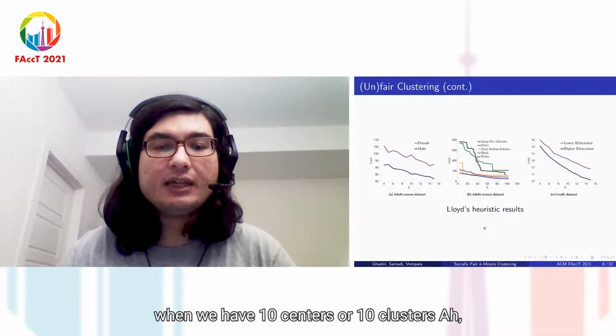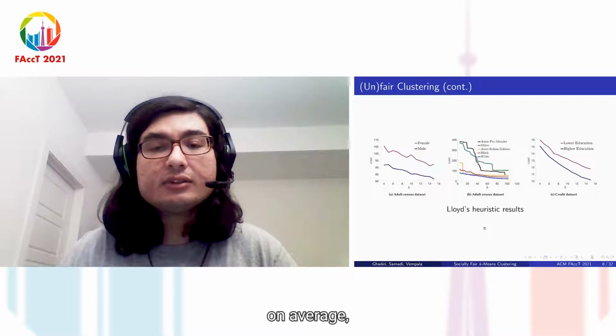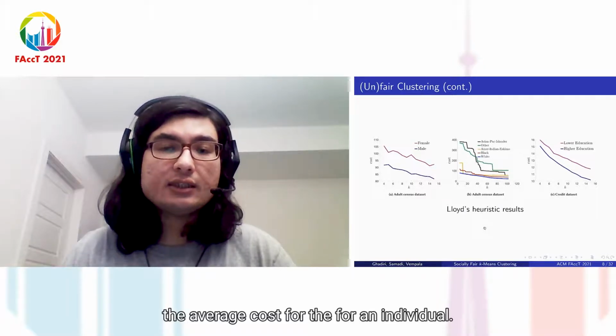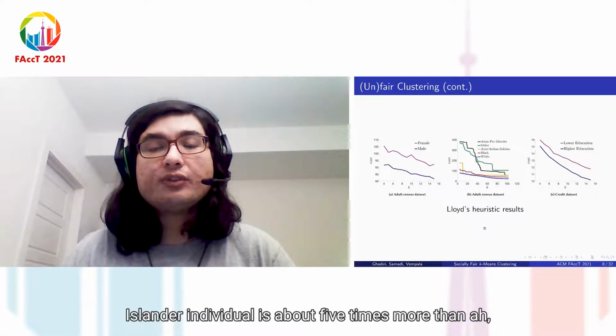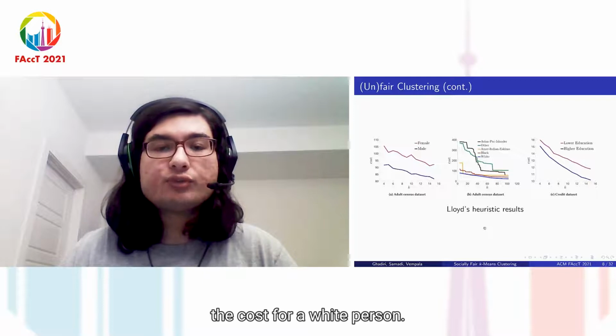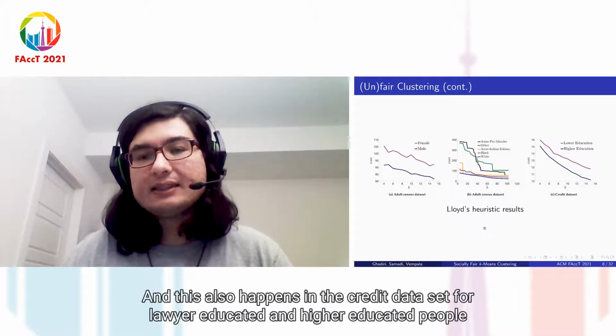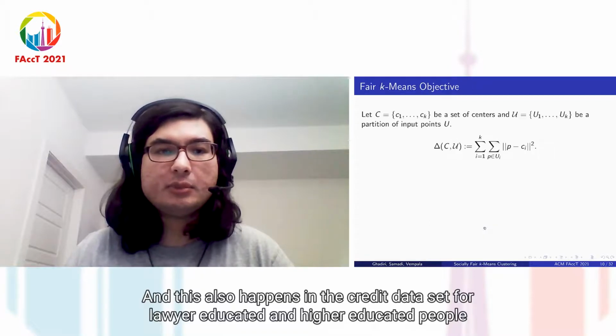For example, when we have 10 centers or 10 clusters, the average cost for an Asian Pac Islander individual is about 5 times more than the cost for a white person. And this also happens in the credit data set for lower educated and higher educated people.